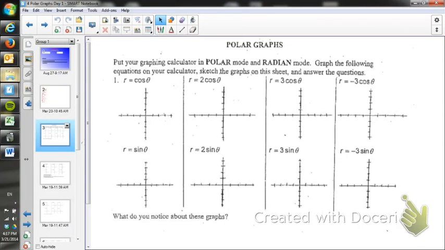Alright guys, today we're going to start actually graphing some polar functions. Instead of just looking at the points, we're actually going to put those points together to see what some of these different graphs we can make are. So to start, we're going to look at some of these on our calculator just so we can get through these a little quicker. So the first we're going to look at is r equals cosine of theta.